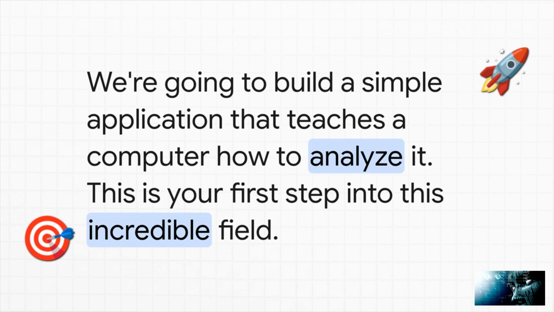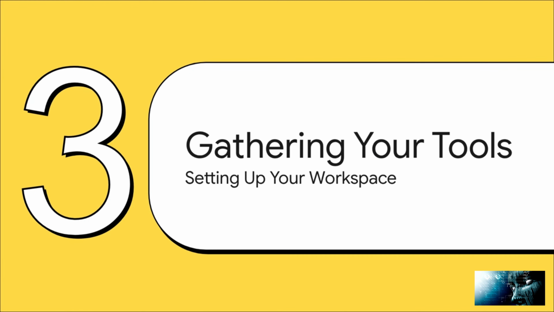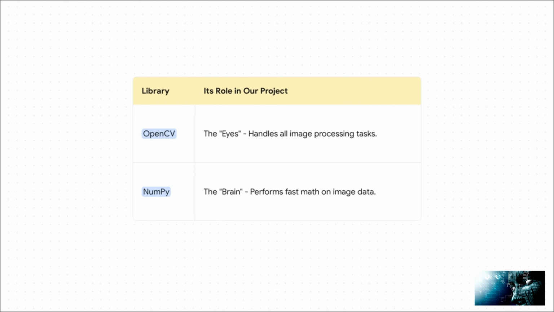You ready to go? Okay, every great project needs some tools. But don't you worry, our toolkit is super simple and really easy to get up and running. Seriously, we'll be ready to start coding in just a minute. We really only need two main things, two libraries. And it helps to think of them as a team. First, you've got OpenCV. Think of it as the eyes of our operation. It does all the hard work of handling the images. Then you have NumPy, which is the brain. It crunches all the numbers and does the super fast math we need to make sense of what the eyes are seeing. Together, they're our dynamic duo.